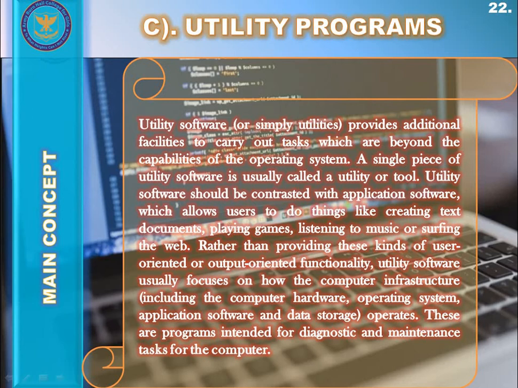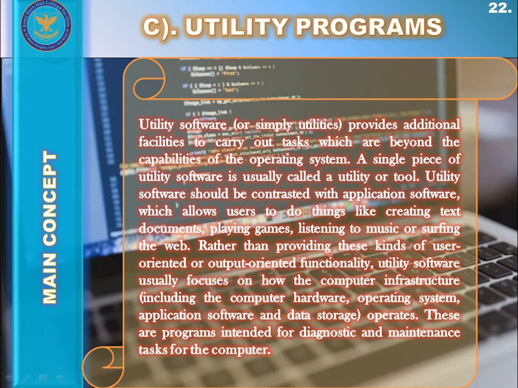A utility program solves the problems relevant to the hardware components of a computer. It solves the problems relevant to the software components of a computer, and a utility program solves the problems relevant to the files and folders of a computer. So these are the programs intended for diagnostic and maintenance tasks for a computer.